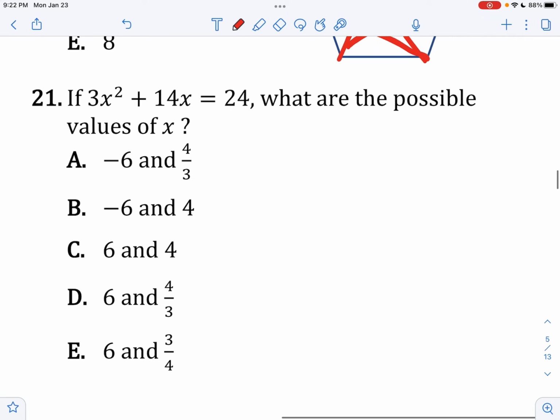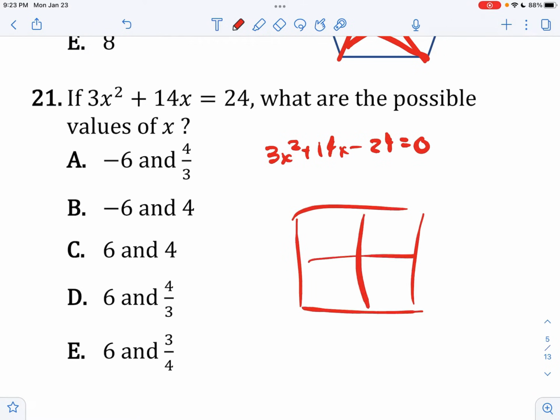If 3x squared plus this is 24, what are the possible values? 3x squared plus 14x minus 24 equals 0. Box method time. 3x squared in the top left, minus 24. What are factors of 3 and negative 24 that equal positive 14? I get 18x, and then I get minus 4x. This gives me a minus 4 LCD.